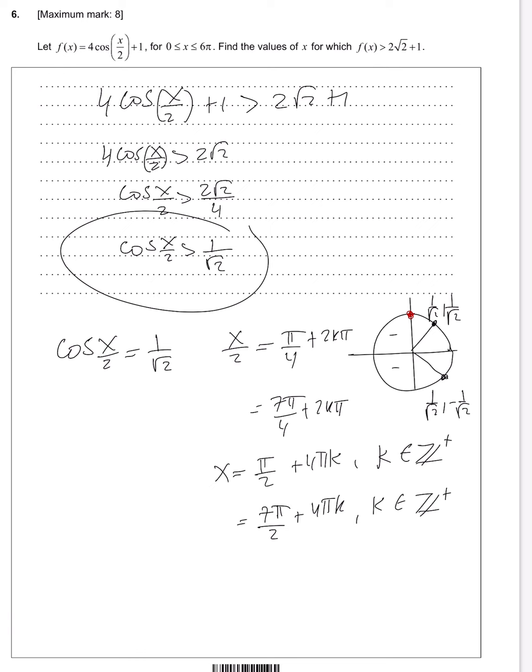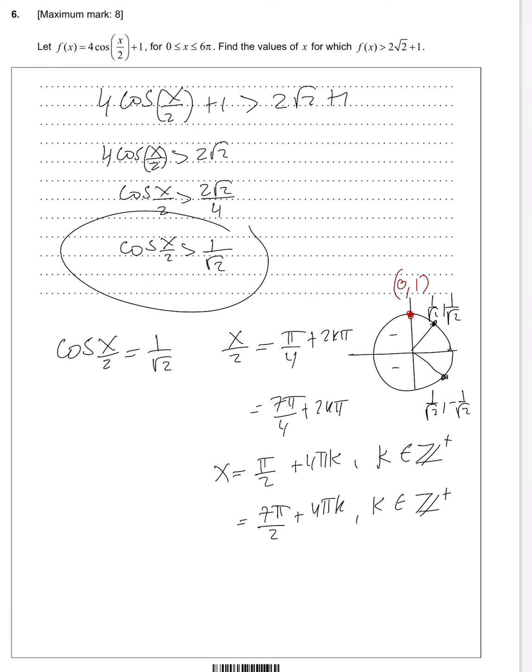It's 0, 1. The cosine of pi over 2 is equal to 0. The sine of pi over 2 is equal to 1.